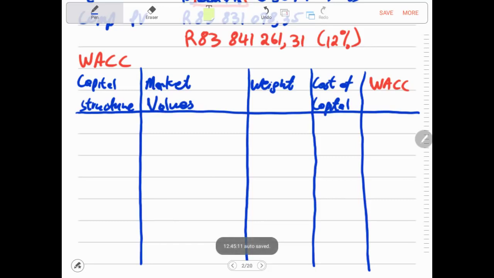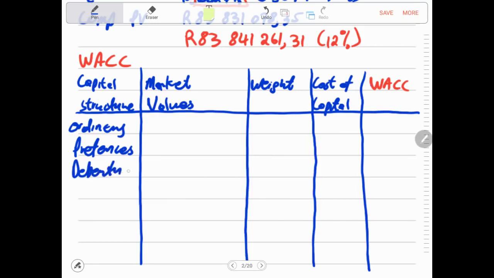So now capital structure, we have ordinary. Second one, it is preference. Another one is debentures. Another one is long-term loan. Long-term loan, very important because there's a short-term loan.